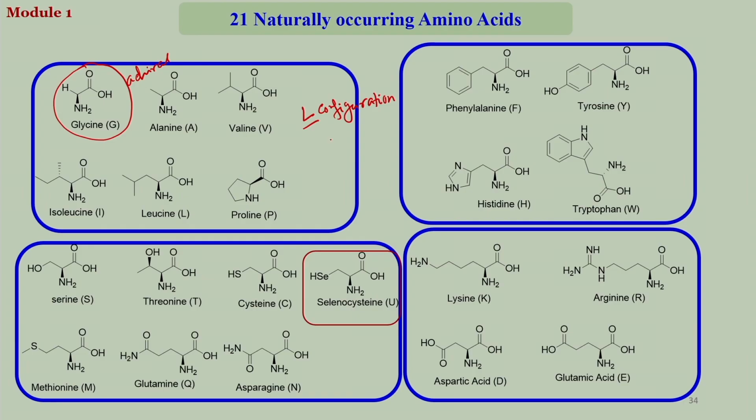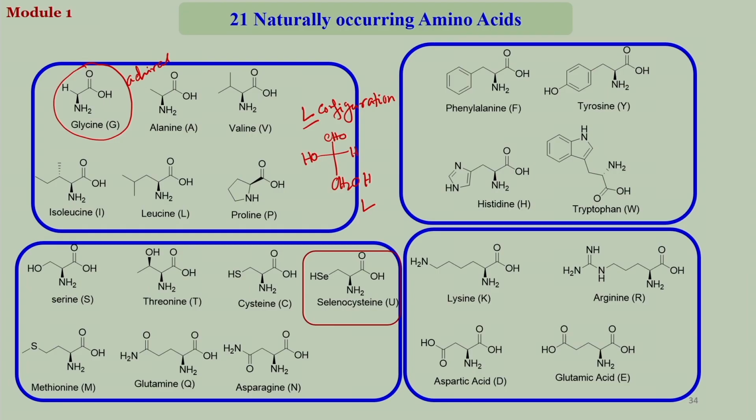If you look, this is the structure of glyceraldehyde, and this has L configuration. There is an OH group, and the OH group is on the left hand side. So that is why it's called levorotatory or L configuration.